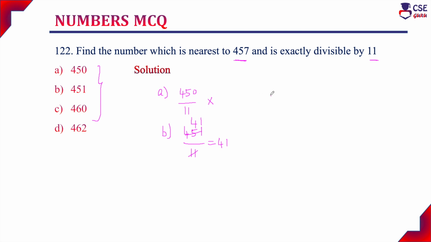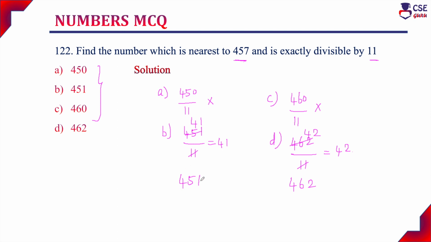Option C, 460 divided by 11: this is not divisible by 11. Option D, 462 divided by 11: yes, it is divisible by 11. This is 4 times and 2, so this is 42. Okay. So here the nearest number close to 457 that should be exactly divisible by 11 may be 451 or it may be 462.